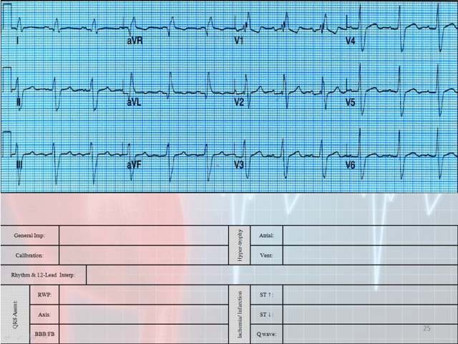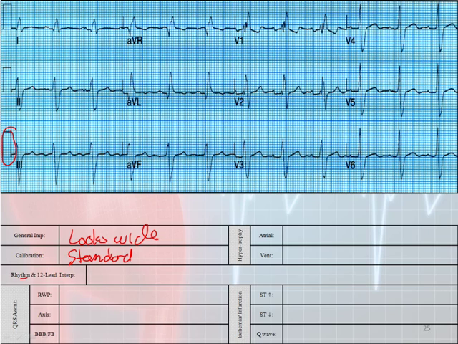So let's do some practice here. What is your initial general impression whenever you see this? The first thing that I see is it looks wide. Calibration, we're going to look over here for our calibration markers, which are over here on the left side, so this is standard. Rhythm interpretation, I don't have a nice rhythm down here at the bottom, so I kind of have to go with looking at one of these other leads here.